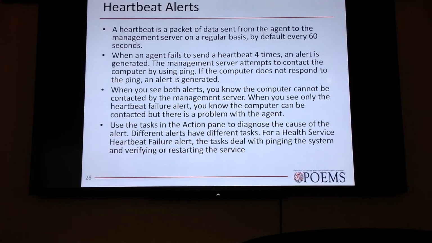And then after that happens 4 times, so basically 4 minutes, it'll try to ping the server, and if it can't ping the server, it sends out a second alert. So if a server is down hard, you will have 2 heartbeat alerts for it. The reason you only see 1 alert for that one server is that the only thing I did was turn off the System Center service on that server, so it's still pingable. When you see both of these, you know that server's down hard, and that definitely requires escalation.